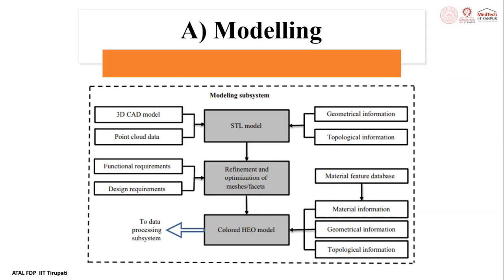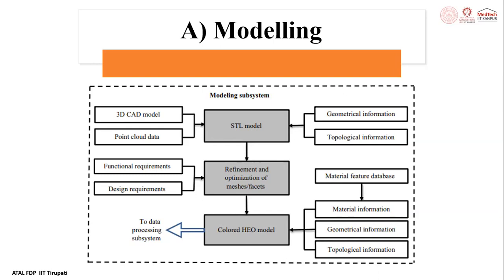So refinement and optimization of the mesh is done. That data is also given after the STL is made. From there, they go for a colored HEO model. Till now, what we are seeing normally is single color. So after this, they will try to have a colored HEO model. Then the data is given for processing.